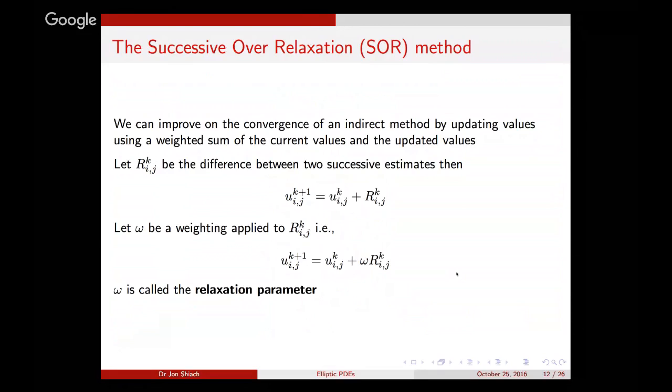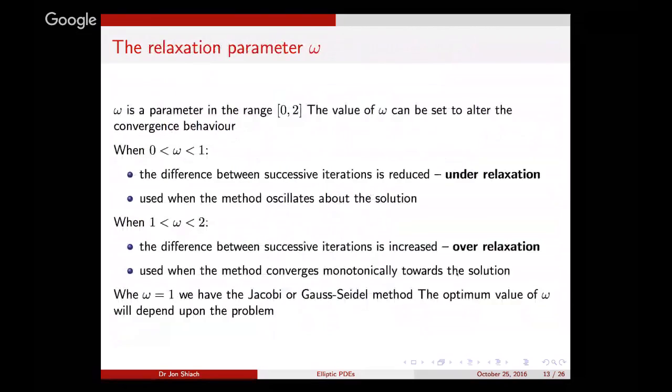If omega is greater than 1, I'm increasing that difference. We choose omega, and it'll be different for each problem. We choose the best one, which will give us the best convergence. Omega is called a relaxation parameter, and it has any value in the range 0 to 2. We choose omega so that it's best for our problem under consideration.